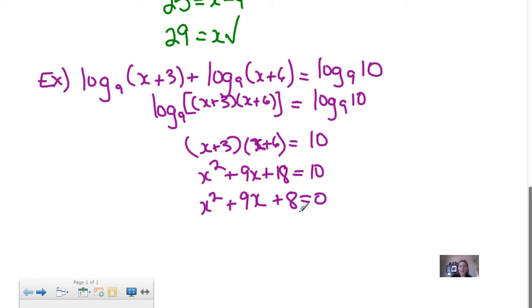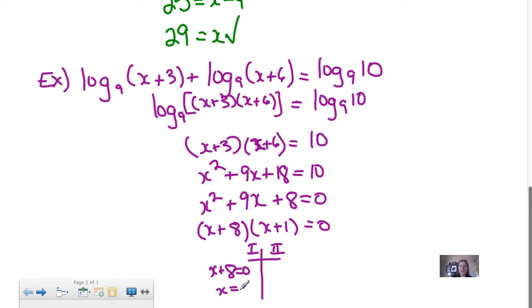I'm going to see if I can factor this, so what multiplies to 8 and adds to 9, and we're left with x plus 8 and x plus 1 is equal to 0. And this gives me two solutions. The first one is that x plus 8 is equal to 0, so x has to be negative 8. And the second one is that x plus 1 is equal to 0, so x has to be negative 1.